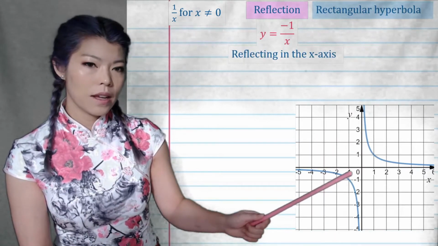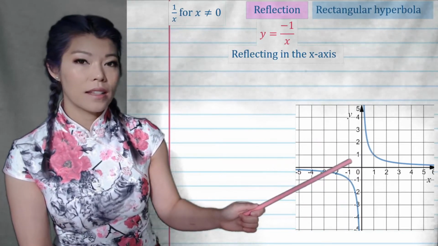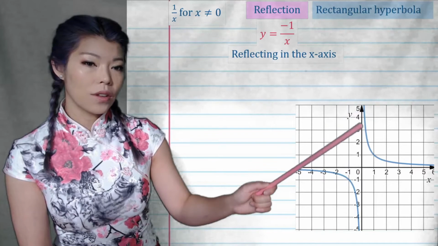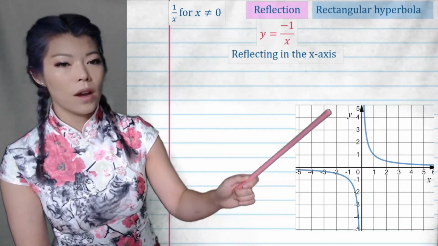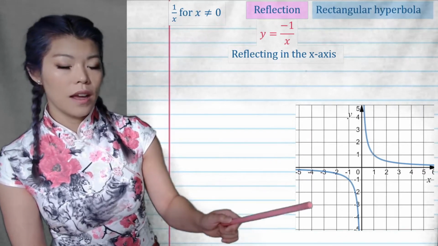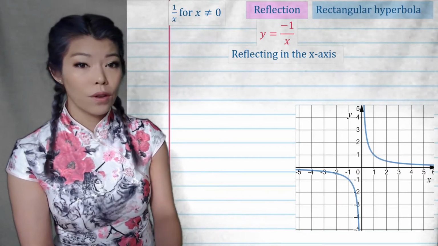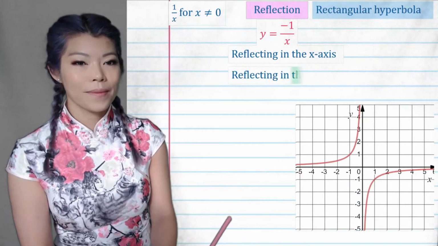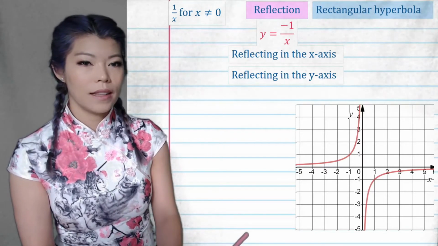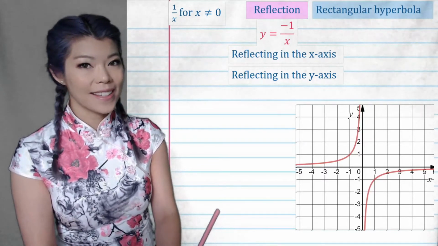It doesn't matter if we're reflecting on the x-axis or the y-axis for this graph, we get the same result. If we flip along the y-axis, the part of the graph in the first quadrant would end up over here in the second quadrant, and the part of the graph in the third quadrant would end up over there in the fourth quadrant. So the reflected graph looks like this, and we describe it as reflecting in the x-axis, although it's the same as reflecting in the y-axis.